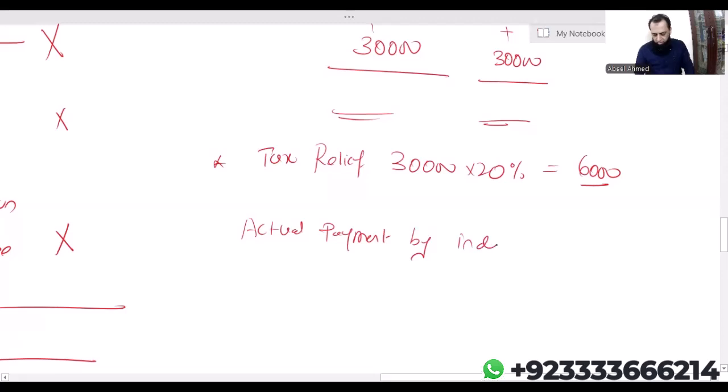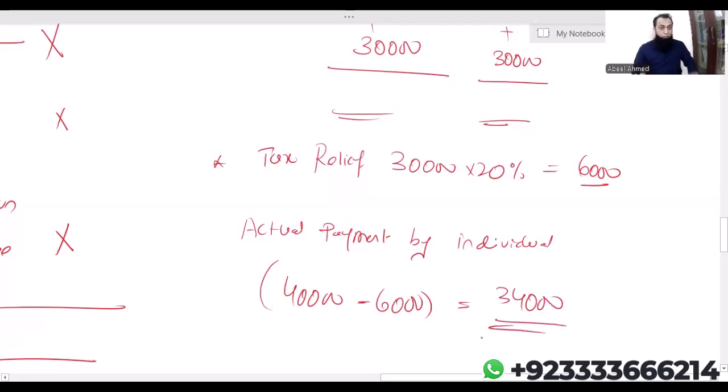Actual payment by this individual: the gross is 40,000, but this time 6,000 is paid by HMRC. Logically, the outflow of the individual is 34,000. So these rules are very important. Let me repeat.